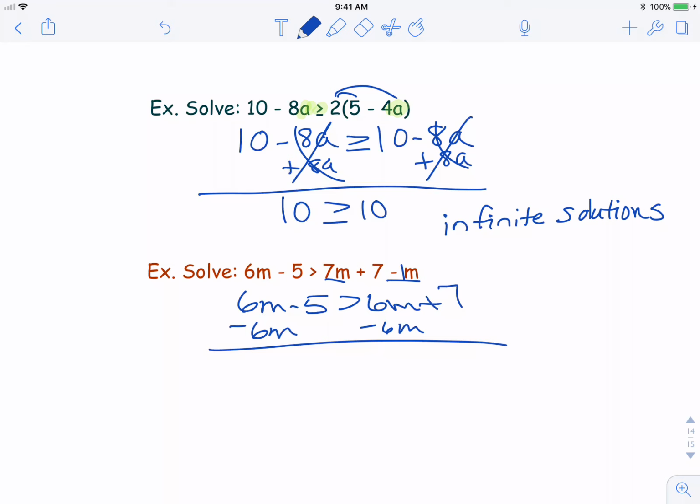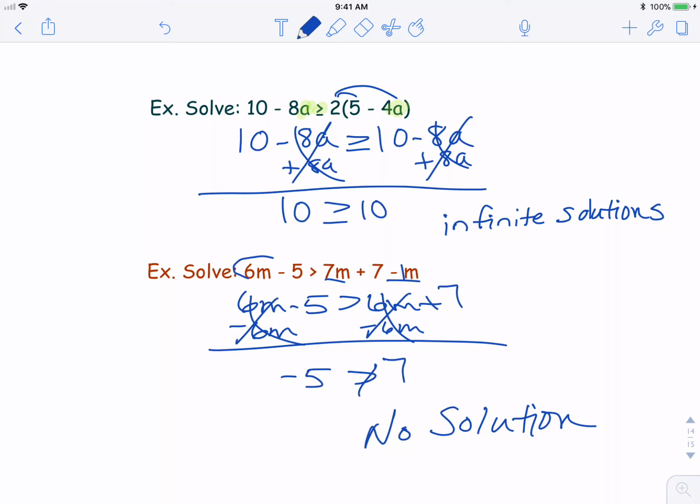Here, once again, my variables disappear on both sides of the inequality sign. This time I'm left with negative 5 is greater than positive 7. This is not a true statement. Negative 5 is not greater than 7. Since my variables disappeared and I was left with a not true statement, my answer is no solution. There's no number that I can plug in for m in this very original inequality to get a true inequality statement.